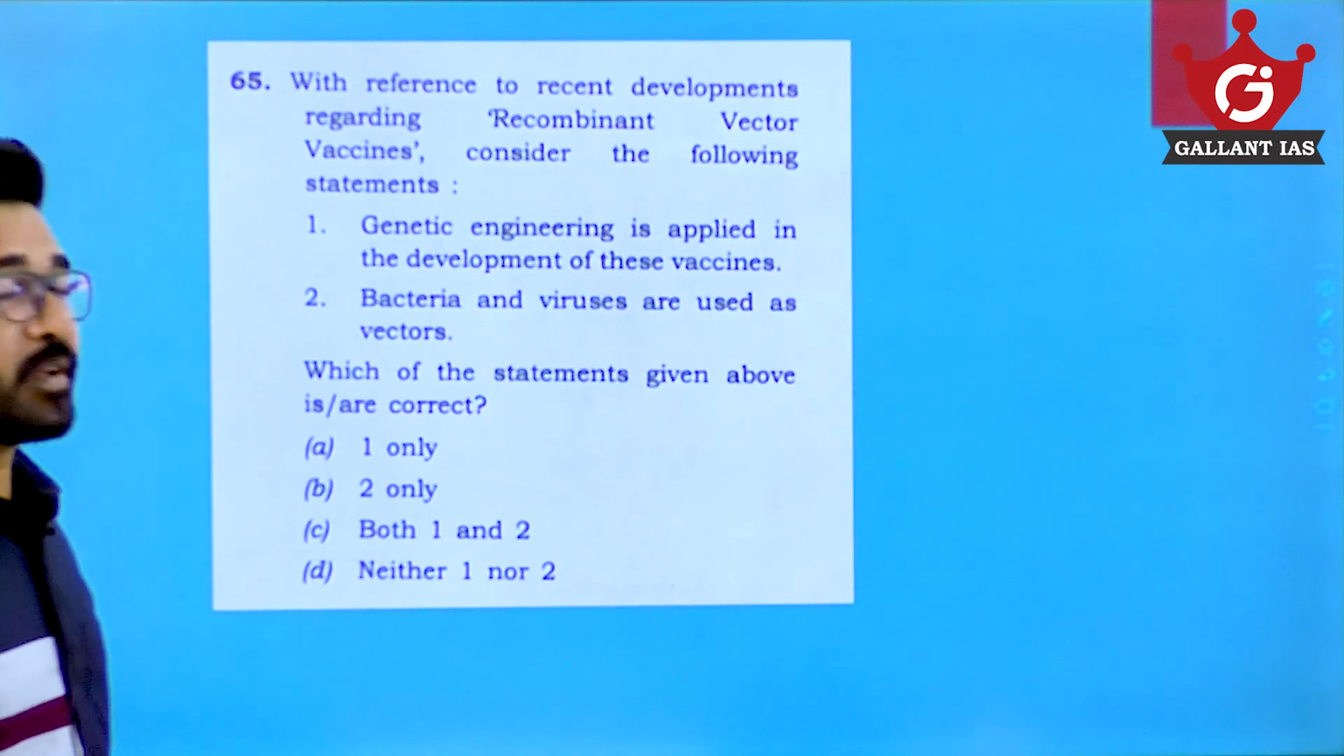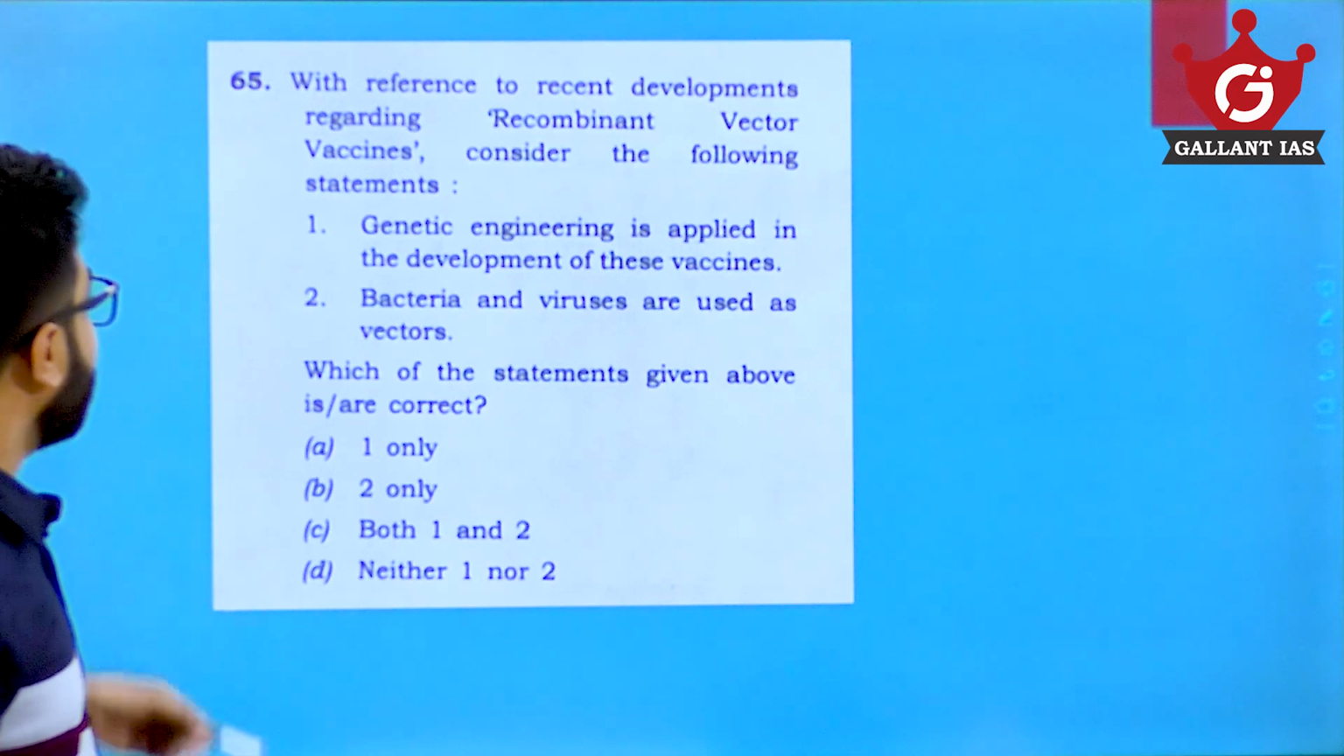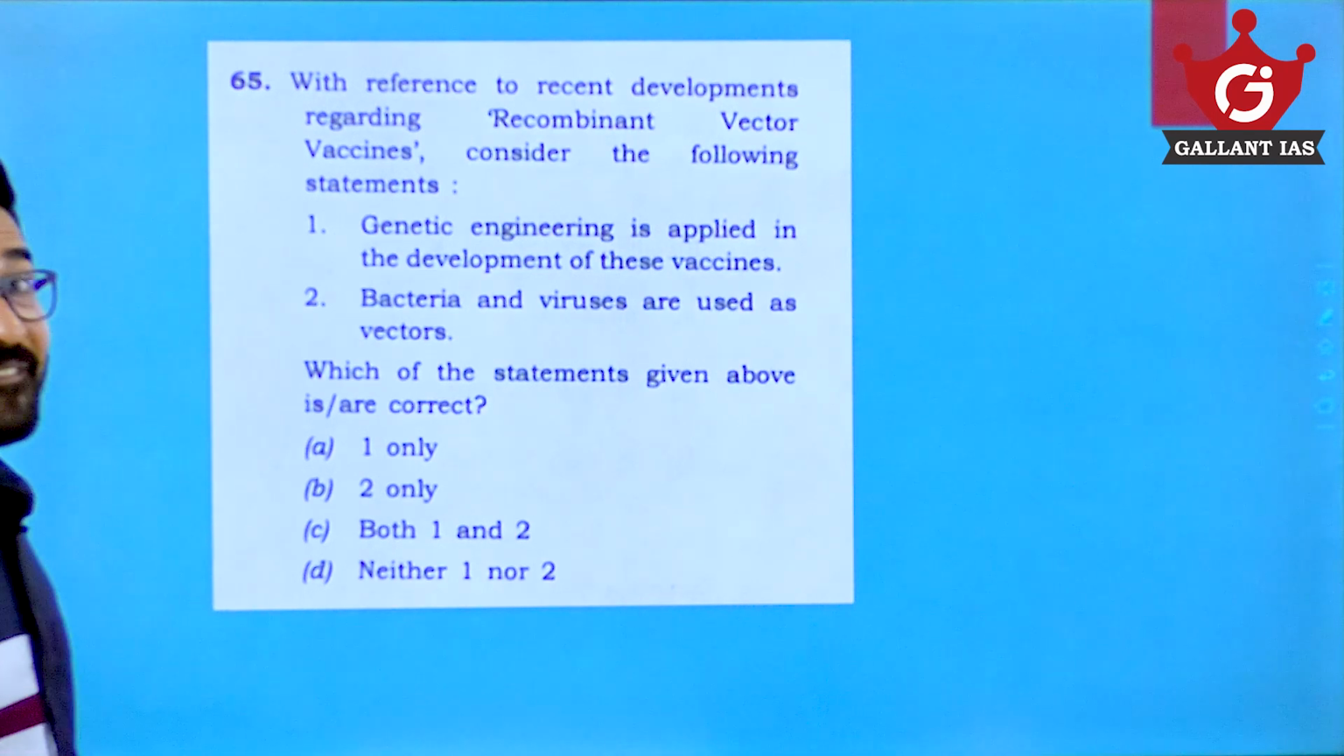Now this is an applied kind of question. Consider the following statements. Genetic engineering is applied in the development of these vaccines. Bacteria and viruses are used as vectors.